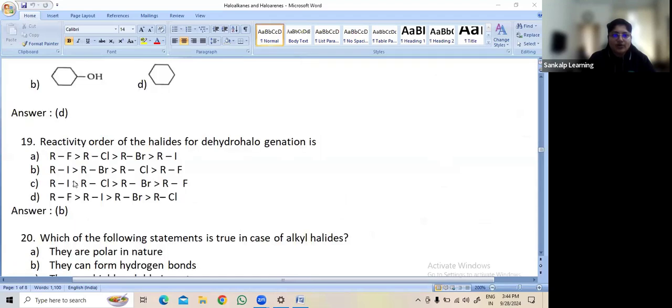Okay, so the order of reactivity of halogenation is... So what is the order of the halides for dehydrohalogenation? So when you see the halides, now when you see the reactivity series, first we have fluorine, chlorine, bromine and iodine. As you go down the group, what will happen to the size? Size will go on increasing, right? Fluorine will have small size and this will have large size. So as the atoms are large, the alkyl and the halogen bond will be stronger.